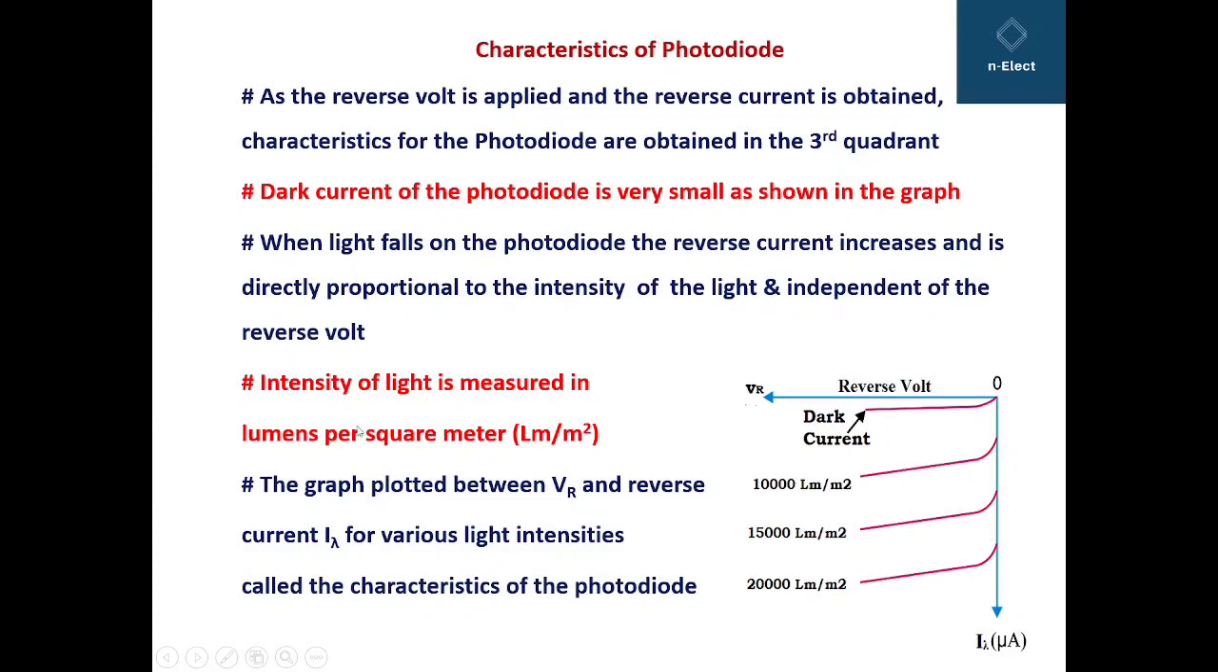Intensity of light is measured in lumens per square meter, and as you can see the graph is plotted between VR, that is reverse voltage, and IR, that is reverse current. You can also call it I lambda for various light intensities, and this shows the characteristics of the photodiode.